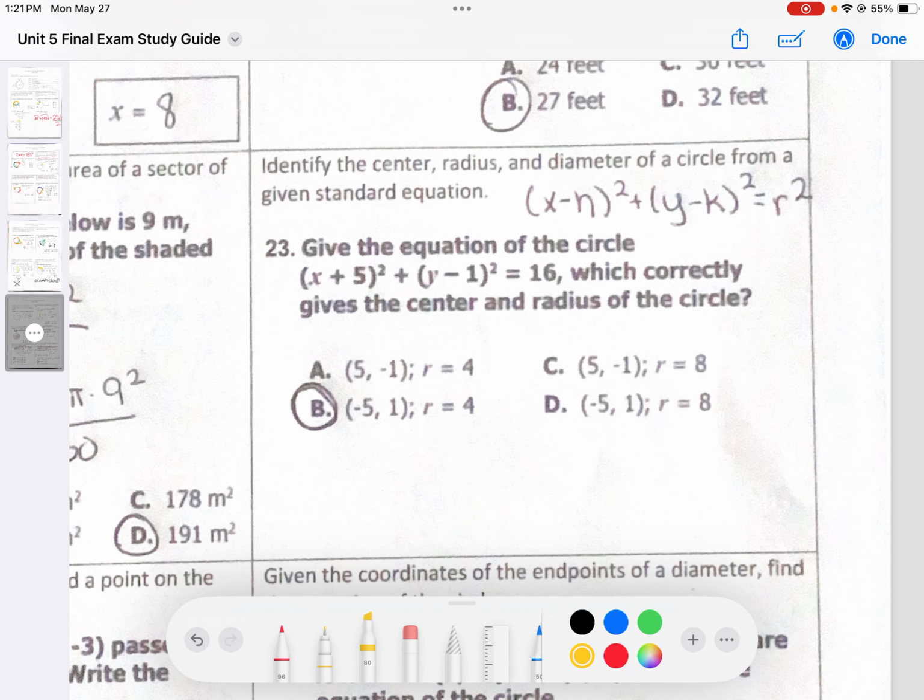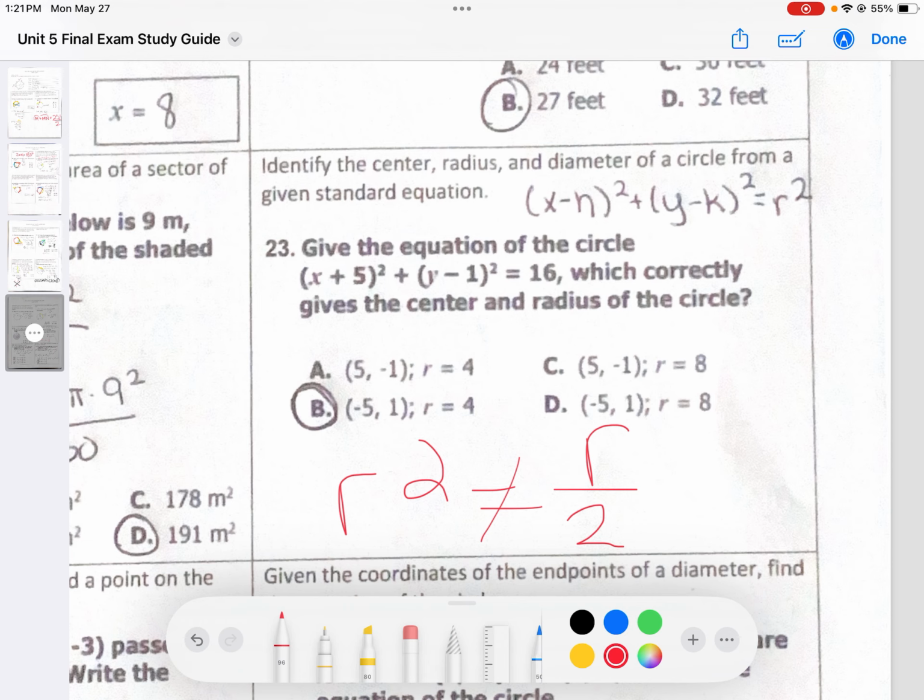And my radius squared is 16. Radius squared, let me make sure I write this out. Radius squared is not the same thing as r divided by 2. I see that a lot. They say, oh, my radius squared is 16, that means my radius is 8. No. R squared is different from r divided by 2. Squaring a number is different from dividing a number by 2.